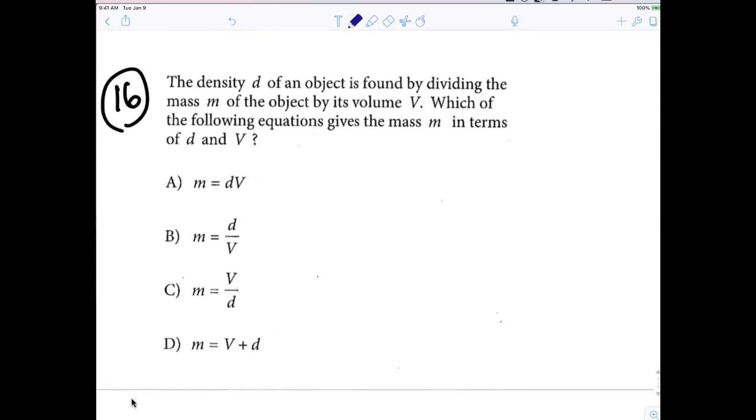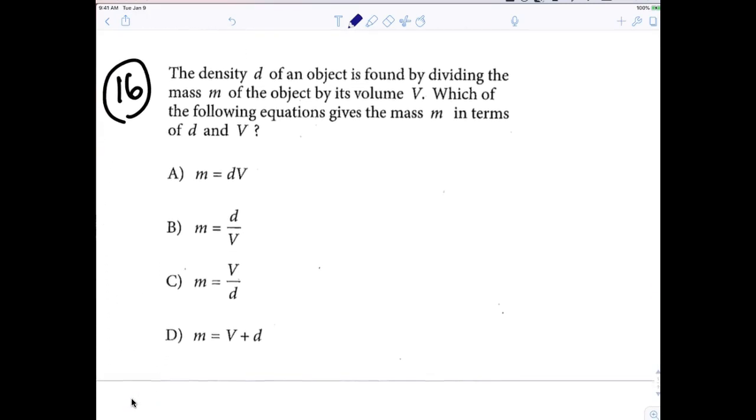All right, Miss Hulsman, you're on number 16, please. Read it to me. Density of an object is found by dividing the mass m of the object by volume v. Which of the following equations is the mass m in terms of... Okay, so now this one was hard.